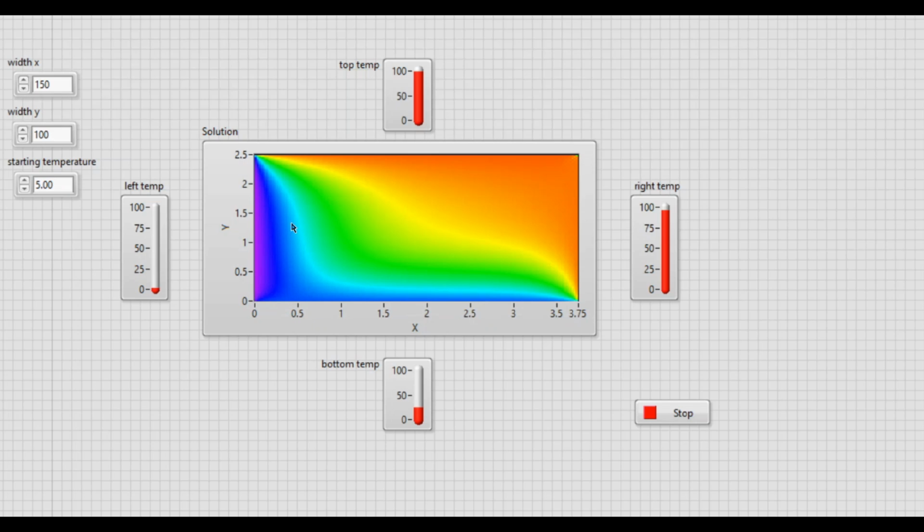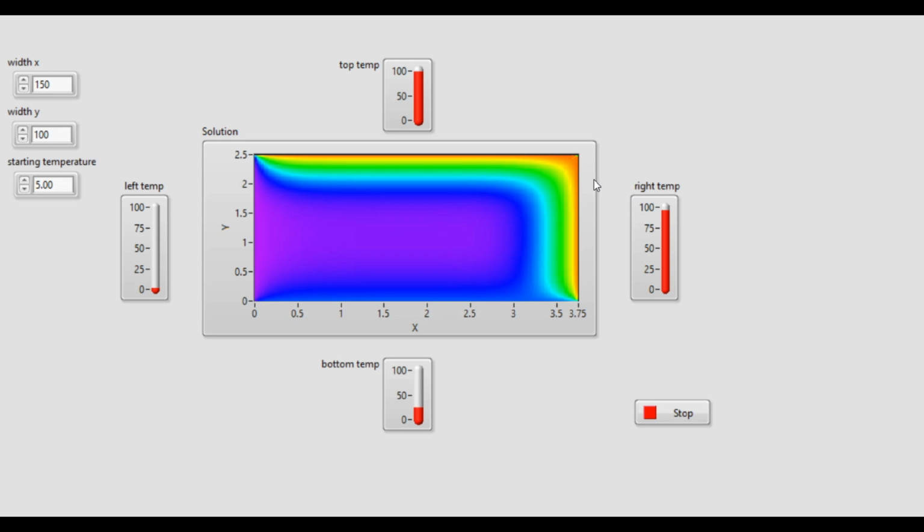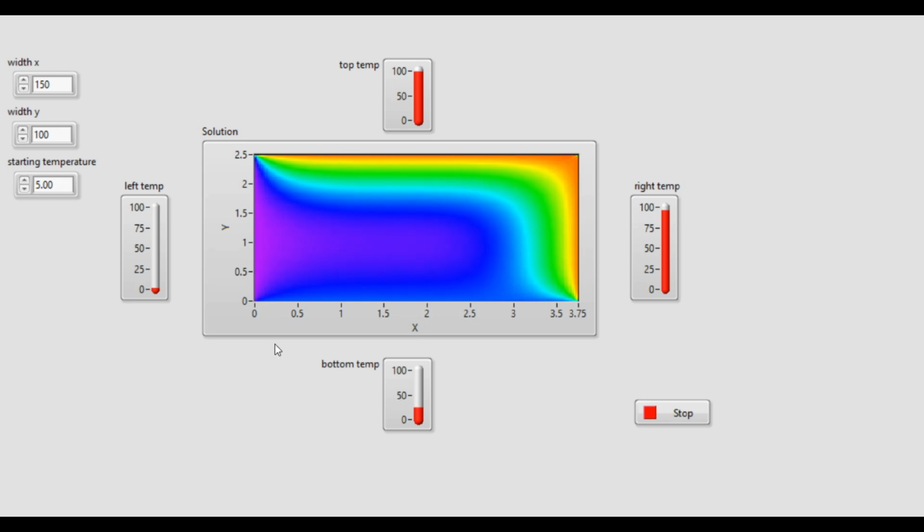Simulating heat distribution in a metal plate. Today, we're going to explore how heat distributes across a metal plate when different temperatures are applied to its sides. This simulation will help us understand how heat flows and how the temperature changes across the plate over time.